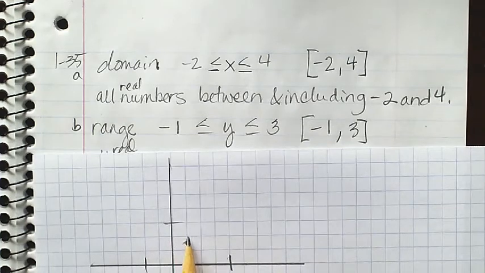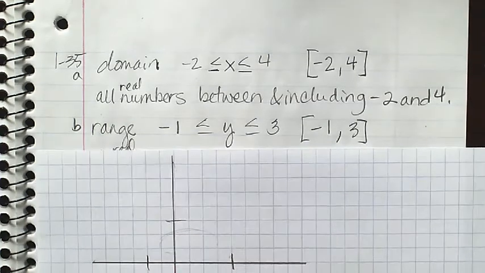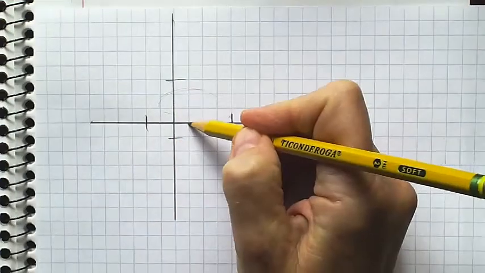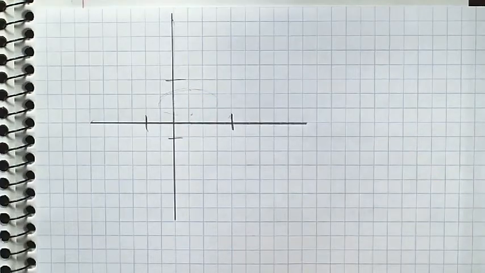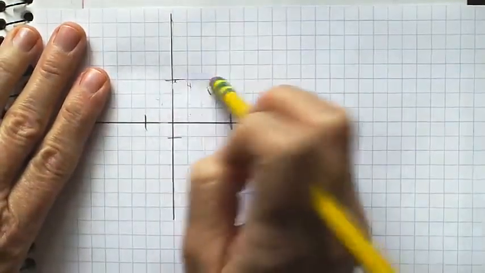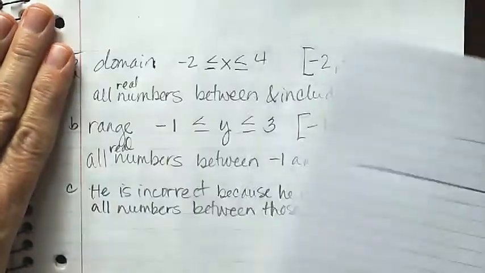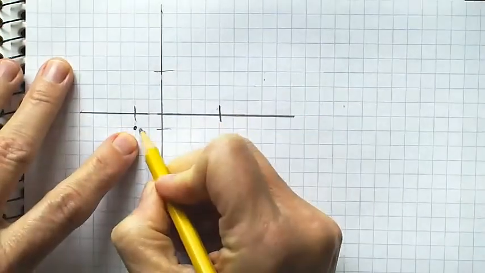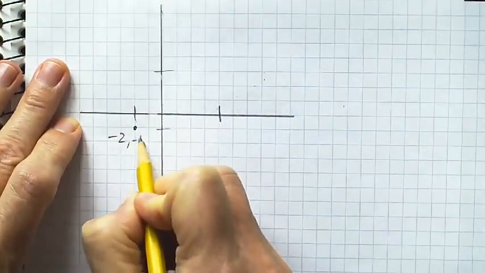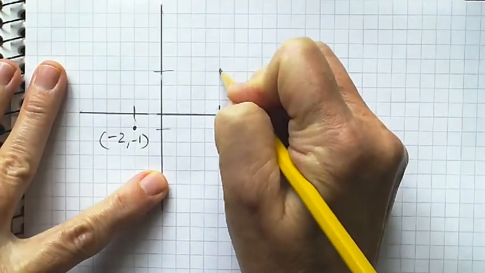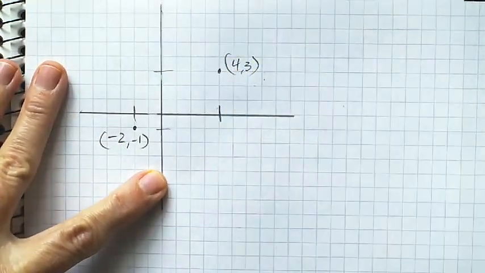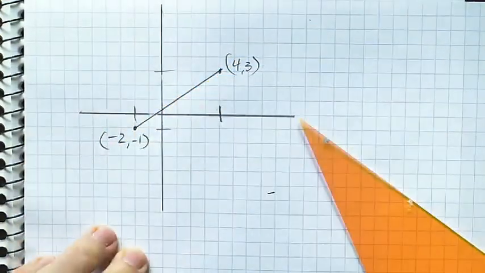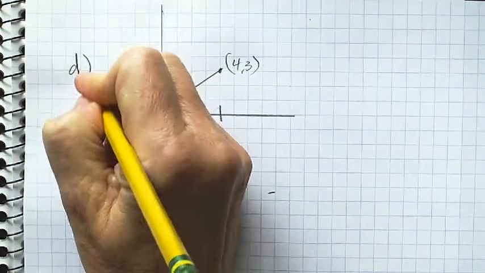So I couldn't do something like a circle. A circle would not be a function. Circle or anything where you have one input having two outputs would not work. We could do a parabola. We could do a line. How about let's make it simple. We've got the point -2, -1, and we've got the point 4, 3. Let's just do a line in between those 2 points. Okay, there's part D.